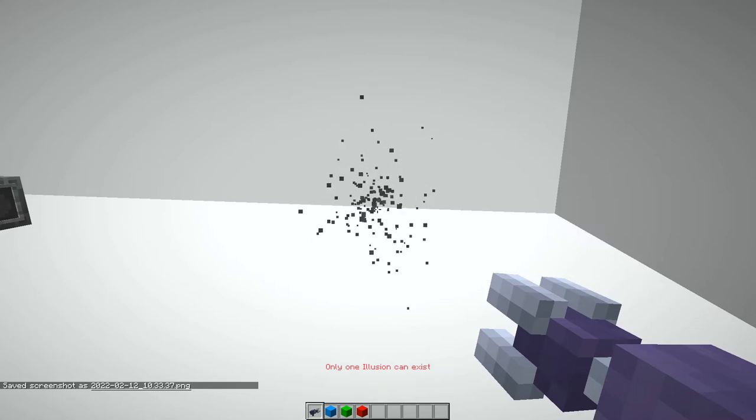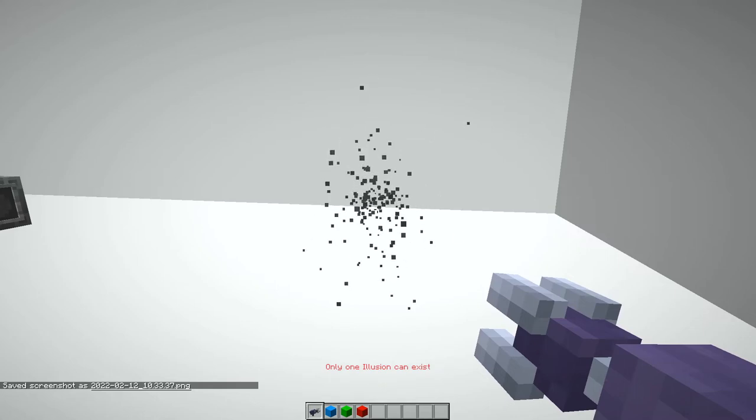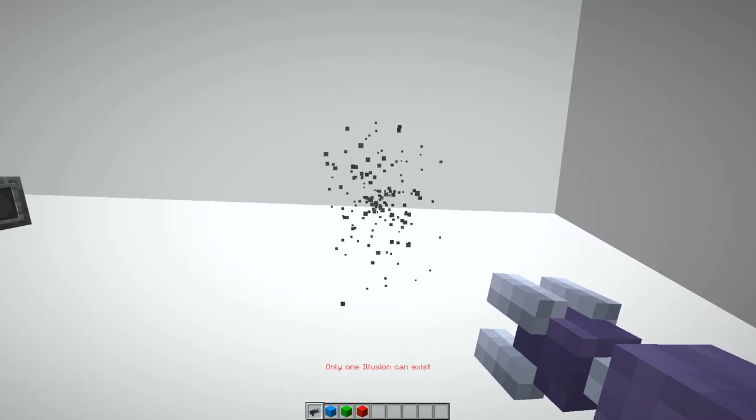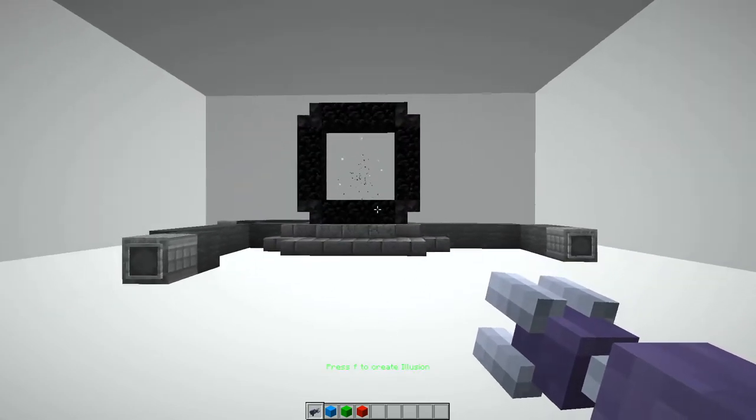Three cubes, it's cubed. I've got cubed cubes. I'm a nerd.